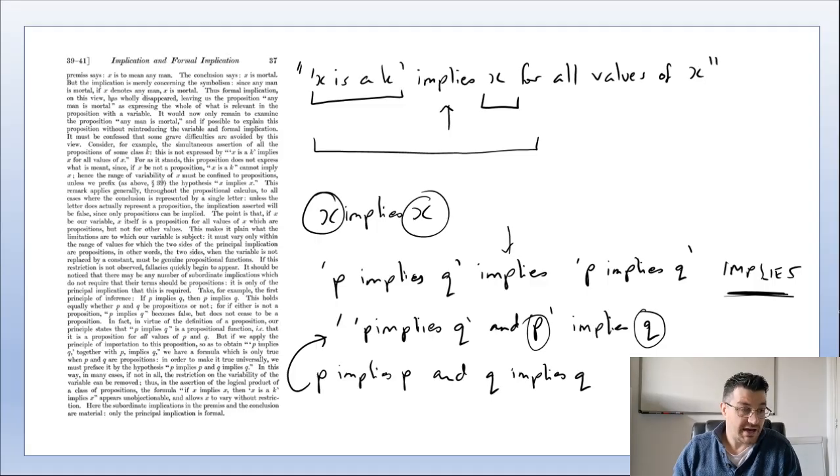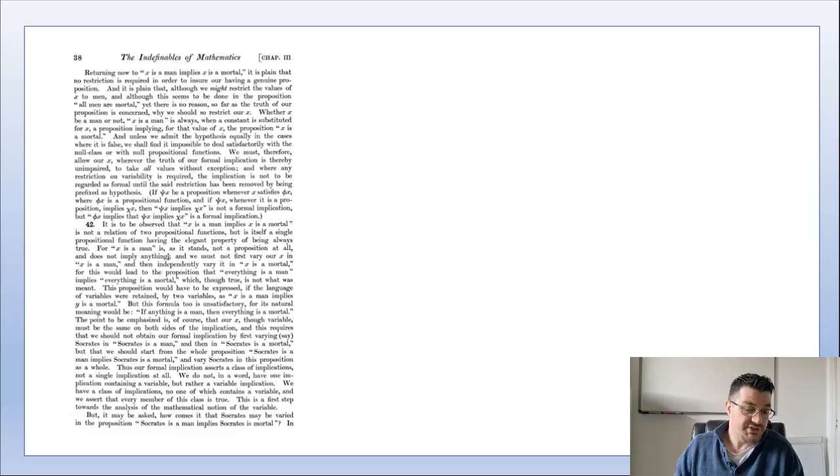So returning now to X is a man implies X is a mortal, it is plain that no restriction is required in order to ensure our having a genuine proposition. And it is plain that although we might restrict the values of X to men, and although this seems to be done in the proposition all men are mortal, yet there is no reason, so far as the truth of our proposition is concerned, why we should so restrict our X. So, in other words, if we don't need to restrict a variable, we shouldn't.